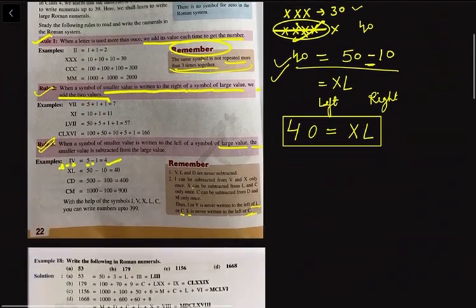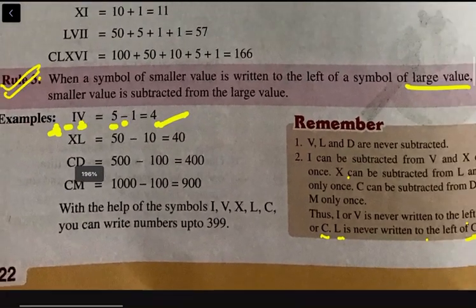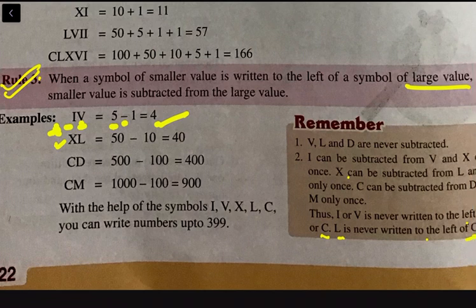Okay, let us do some examples. XL is 50 minus 10, because X is on the left hand side of L. We can write CD. D stands for 500 and C stands for 100, so 500 minus 100 is equal to 400. CM: M stands for 1000 and C stands for 100, then 900.